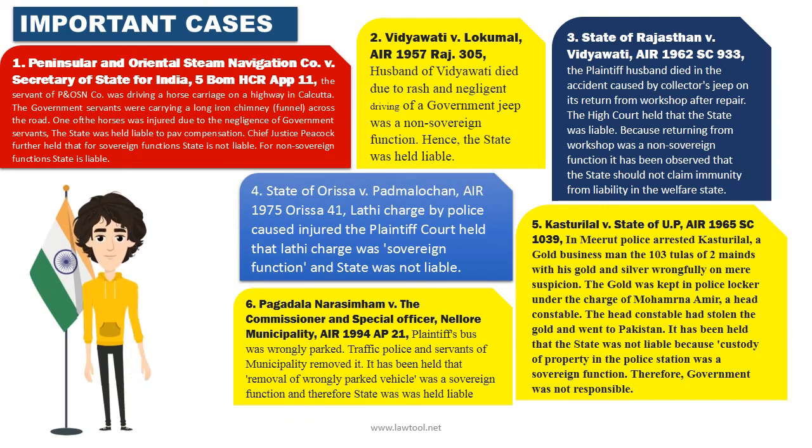4. State of Orissa vs. Padmalochan, AIR 1975 Orissa 41. A lathi charge by police caused injuries. The court held that the lathi charge was a sovereign function and the state was not liable. 5. Kasturilal vs. State of UP, AIR 1965 SC 1039. In Meerut, police arrested Kasturilal, a gold businessman, with 103 tolas of gold and silver wrongfully on mere suspicion. The gold was kept in the police locker under the charge of Mohammad Amir, a head constable. The head constable stole the gold and went to Pakistan. It has been held that the state was not liable because custody of property in the police station was a sovereign function. Therefore, the government was not responsible.